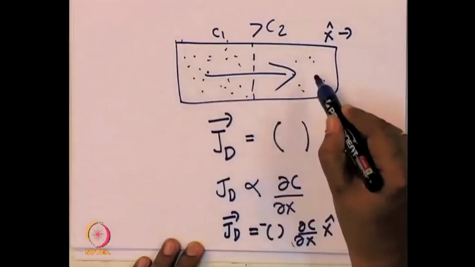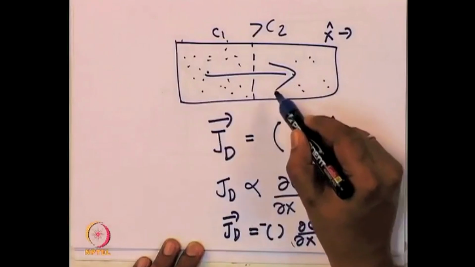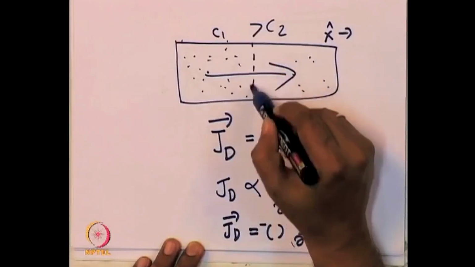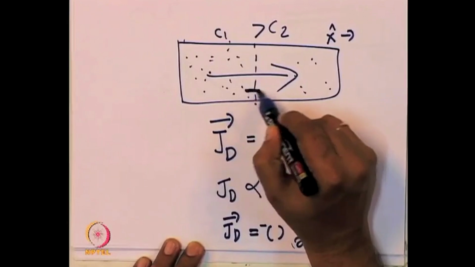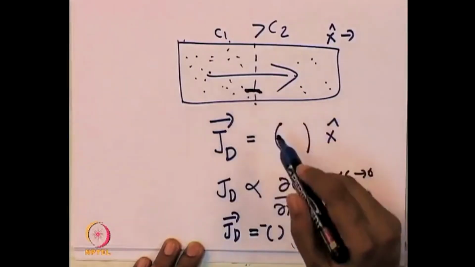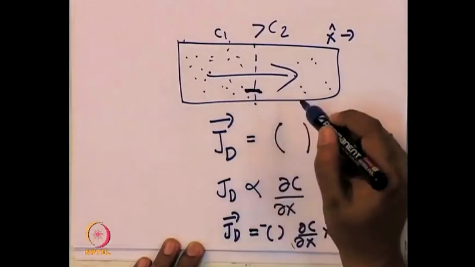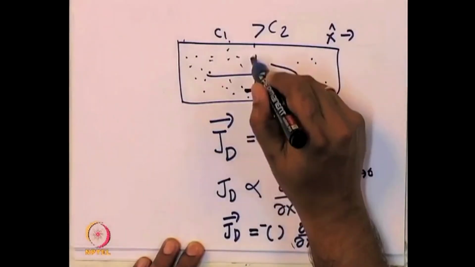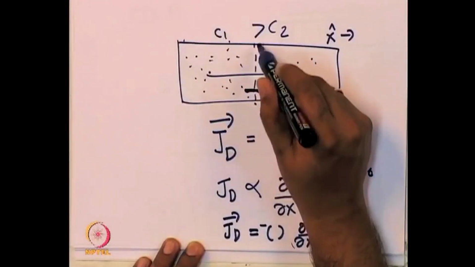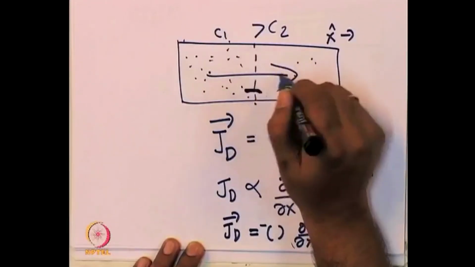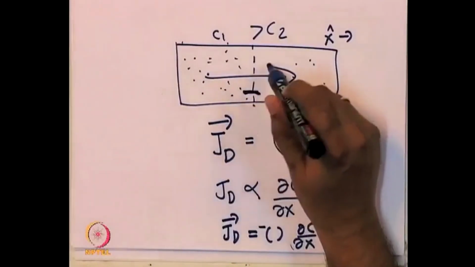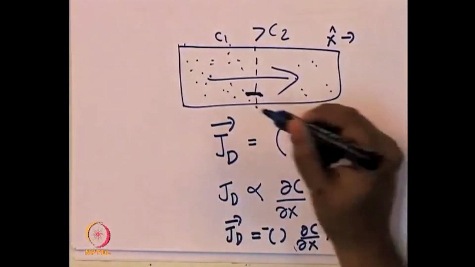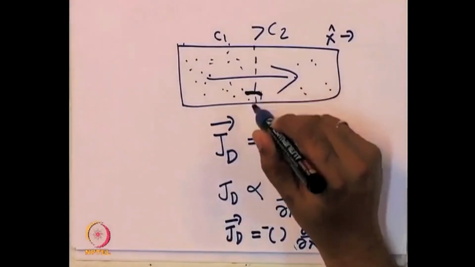The change in concentration as we go along the x axis. If you look at this interface, this is the concentration difference between here and here. The more the concentration difference, the more the flow. We are interested in calculating the flow at this interface. At this particular interface, how much is the flow? Whether it is flowing this way or this way, and how much, that is the thing we are interested in.